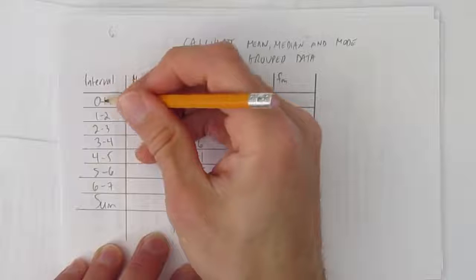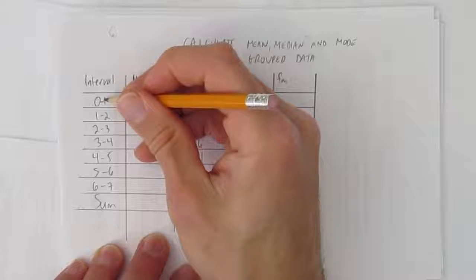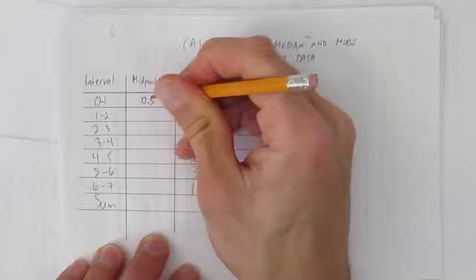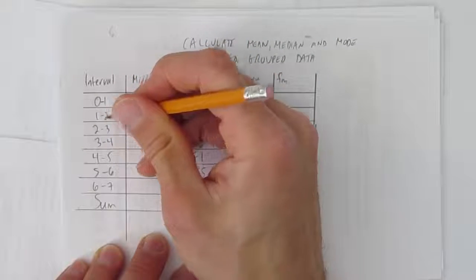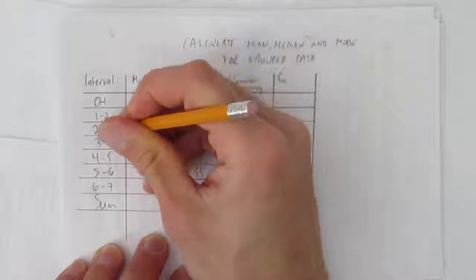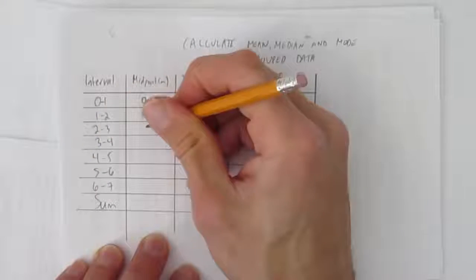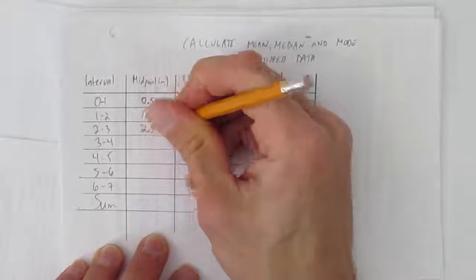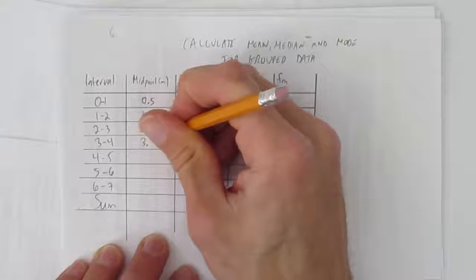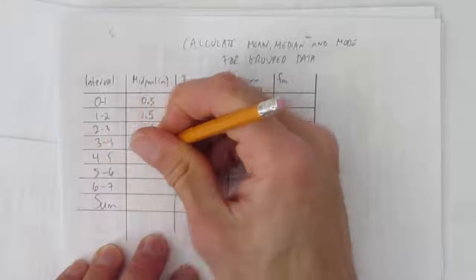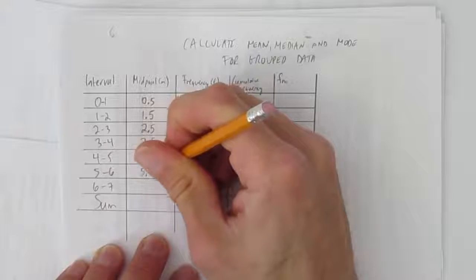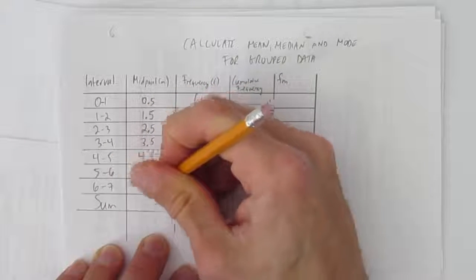What's the midpoint of 0 and 1? You just add them together, 0 plus 1, and divide by 2. You get 0.5. Same thing with the next one. The midpoint is 1 plus 2 divided by 2, which is 1.5. And you might even be able to see the midpoints just by looking at what's the middle of 2 and 3, 2.5. Or by noticing the pattern, it's just going up by 1. What's the middle of 3 and 4? 3.5. What's the middle of 4 and 5? 4.5. And so on.